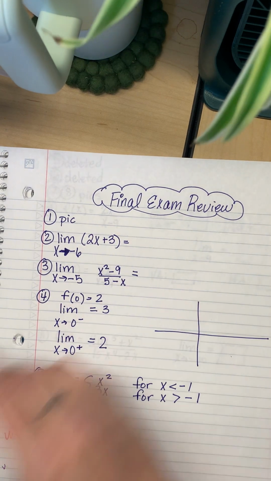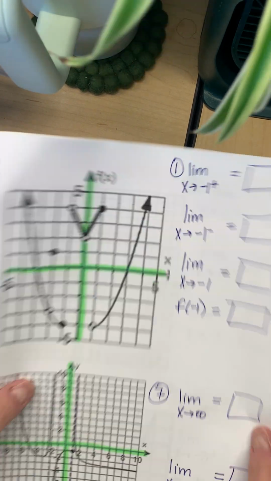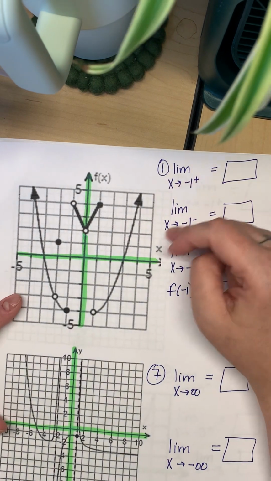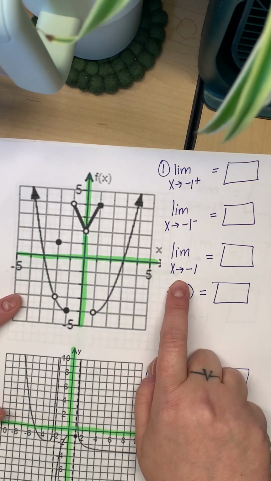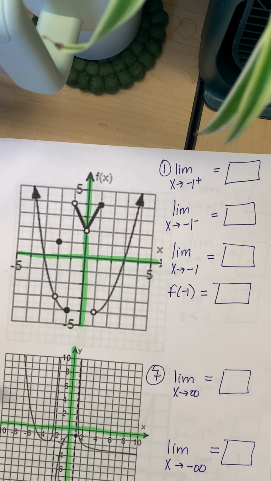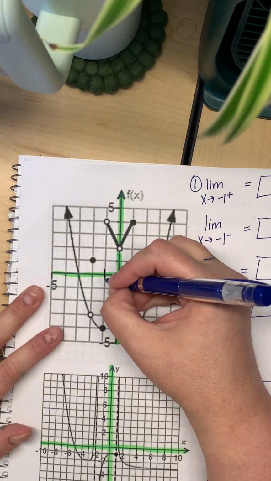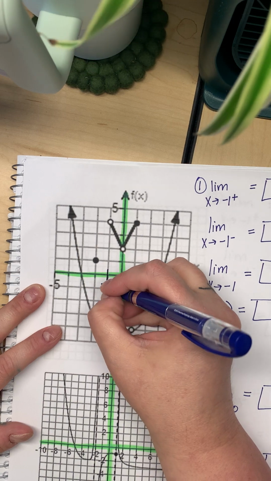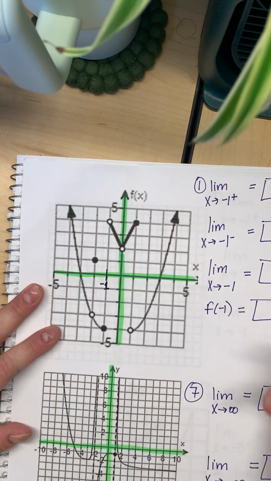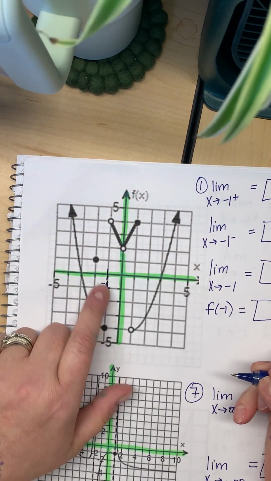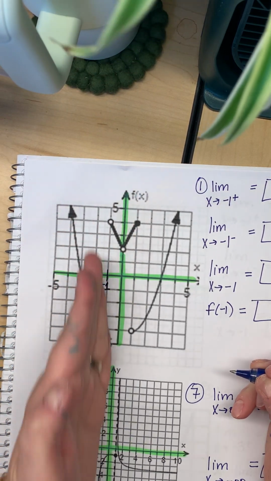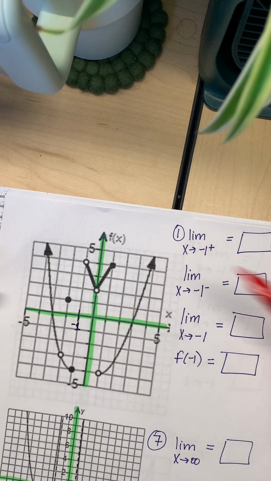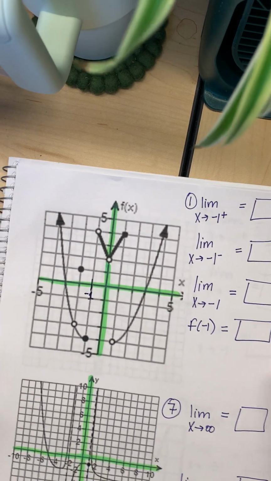Okay, so the first one is a picture, so I went ahead and printed it out big. It says the limit, all about -1. So let's find where -1 is on this picture. It says x approaches -1, so when x is -1, we're looking at this portion of the graph. And when it says -1 from the plus, that means to the right.